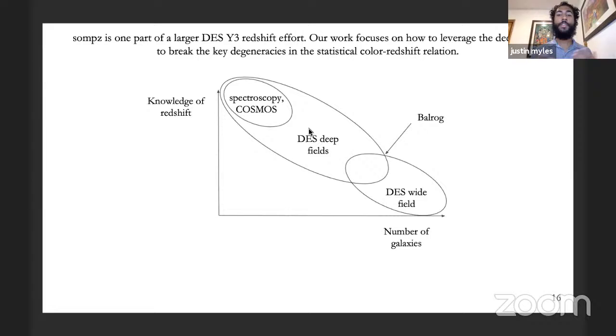And this illustrates what we're going to try to do. We're going to try to leverage the deep fields to break the key degeneracies in the statistical color redshift relation. And it's a kind of leapfrog. It serves as an intermediary between redshifts, which we know but have relatively few of and can be subject to selection biases, and our wide field survey.